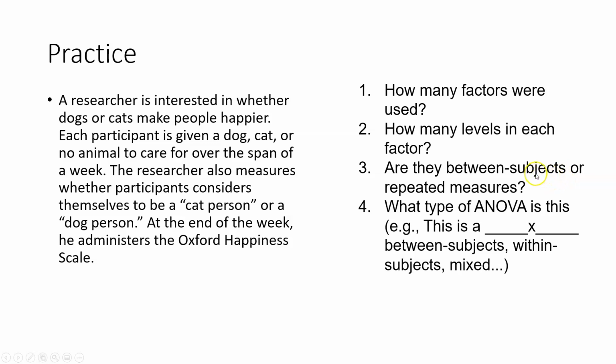And therefore we can say, because both of the factors were between subjects and neither one was repeated, we would call this a 3 by 2 between subjects ANOVA.